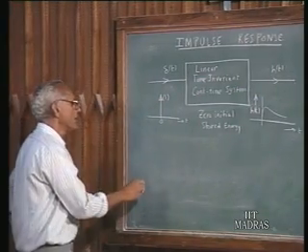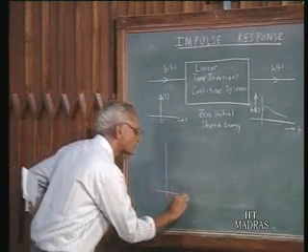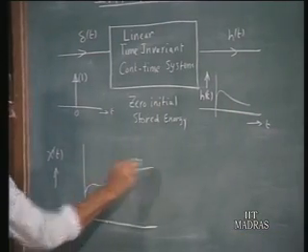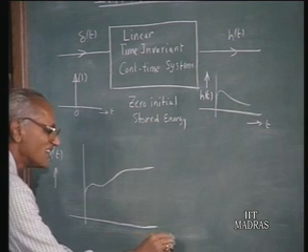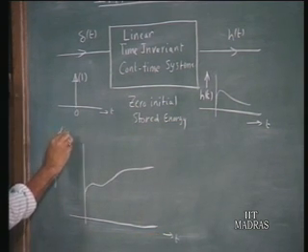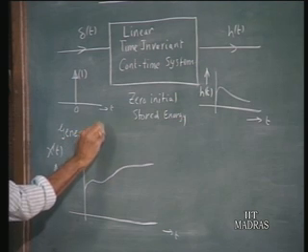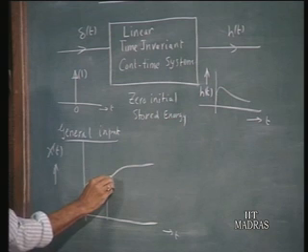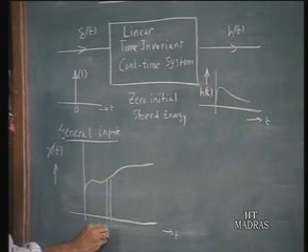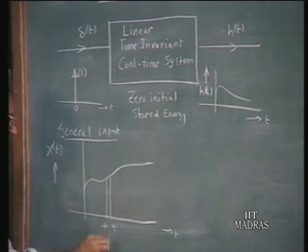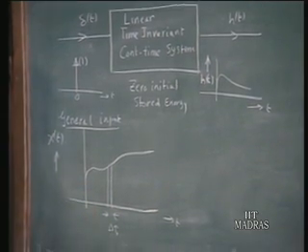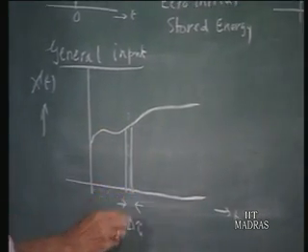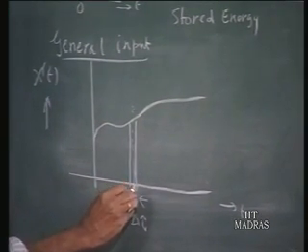Okay. Now any arbitrary x of t given as an input, something like this, this is a general input, can always be thought of in the following way. Suppose you take a small narrow section of width delta tau, and let this at the center we will call tau I, this point tau I.